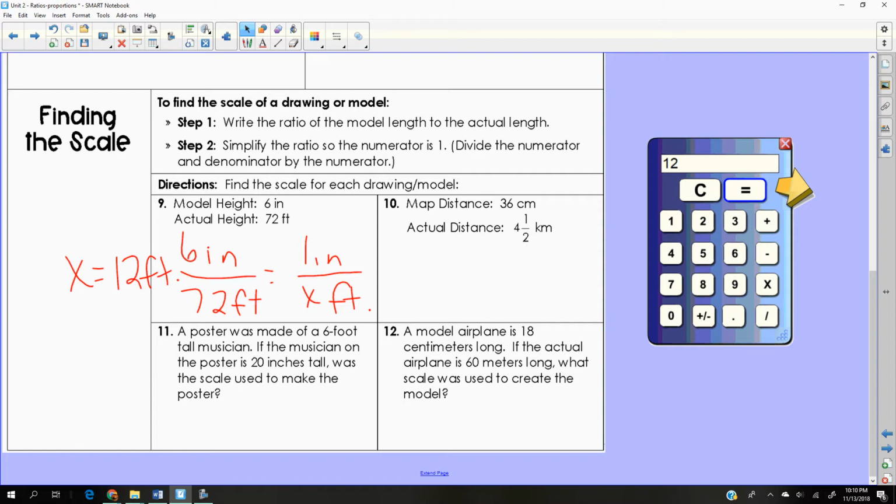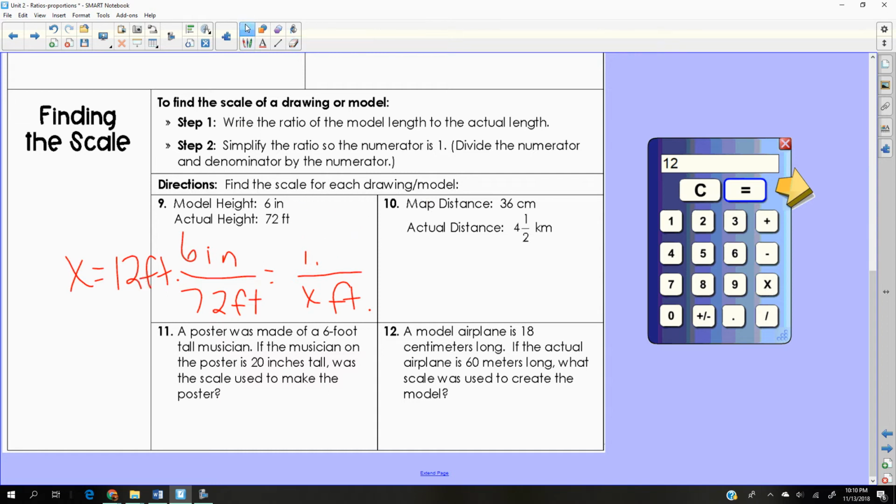Okay, so our answer would be, because it's asking us to write the scale, the scale would be 1 inch equals 12 feet. That's the answer. Okay. All right, you want to try number 10 and then come back and check it? Because remember, 1's going to be in your numerator every single time. All right, let me go ahead and erase this.